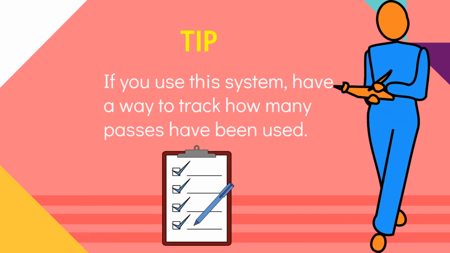Here's a tip. If you use this system, have a way to track how many passes have been used. You can track them yourself by using tick marks on a seating chart. You can also give them physical passes that will be turned in as they use them. Let them know what will happen if they lose their passes. If they lose a pass, it will not be replaced. Be sure to stamp each one with a unique stamp using colored ink so that students can't just photocopy them.